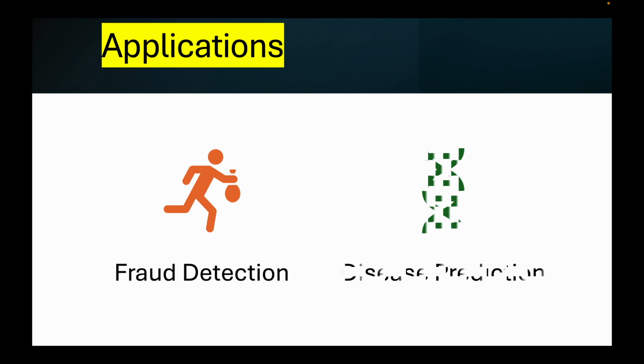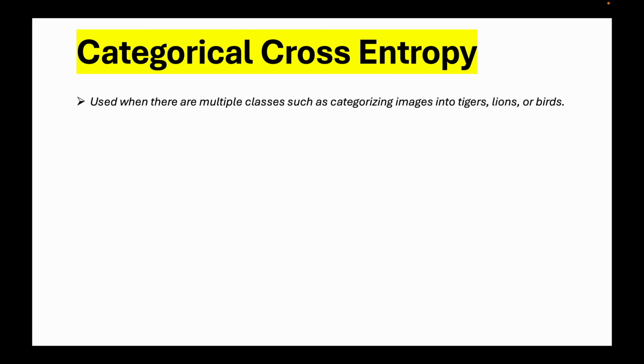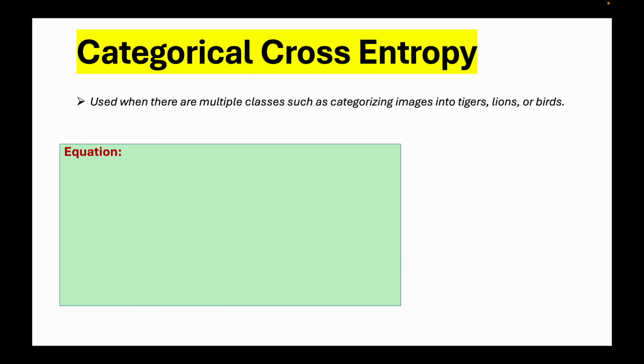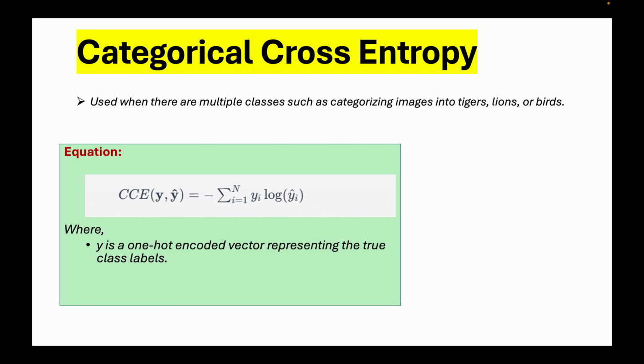The applications are fraud detection, disease prediction, and so on. Another is categorical cross entropy. It is used when there are multiple classes, such as categorizing images into tigers, lions, or birds. The equation for this is like this, where y is a one-hot encoded vector representing the true class labels. Y cap is a vector representing the predicted class probabilities.